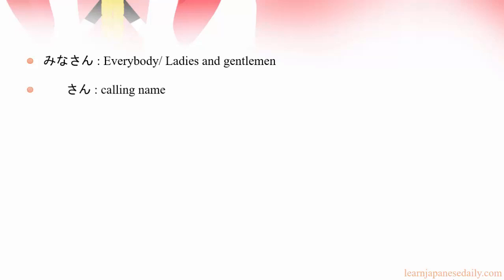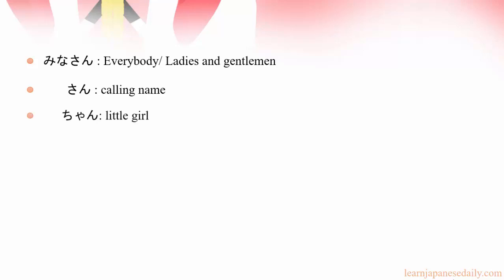When calling someone's name, the person who is in direct dialogue needs to call politely. They put さん after the name, but it is only used when calling other people's names. We don't use it for ourselves.